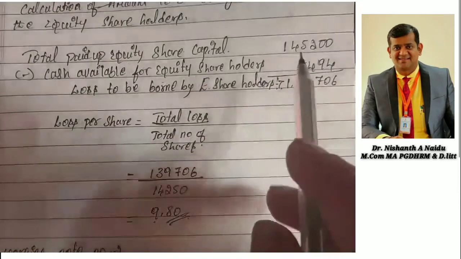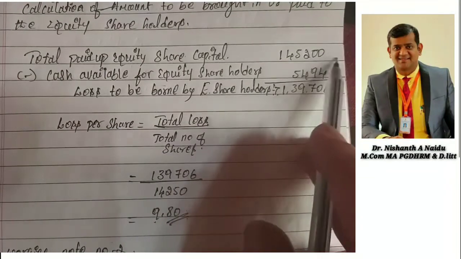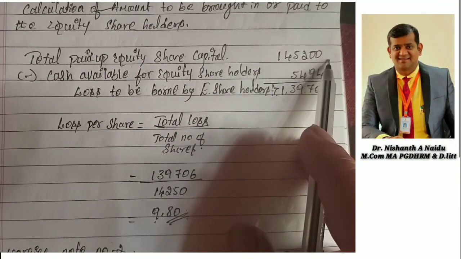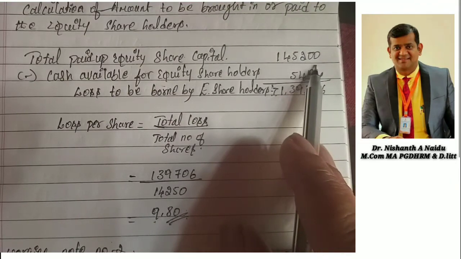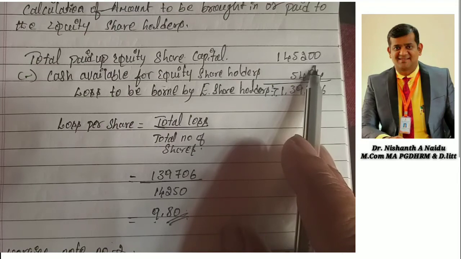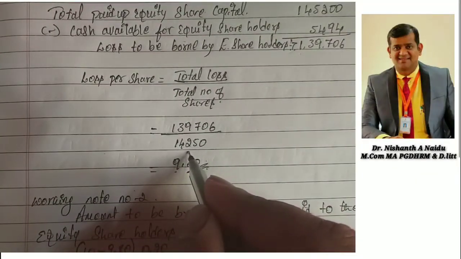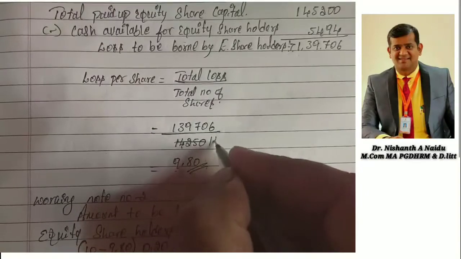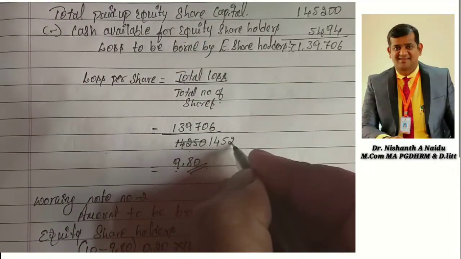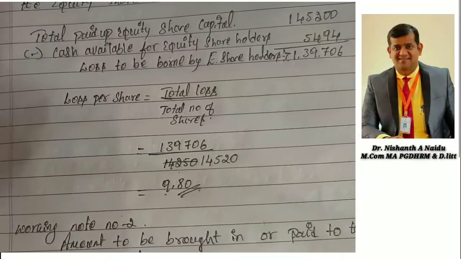Here also we would have thought 1,45,200 is the share capital. If we divide this by 10, the total number of shares would be 1,45,200 divided by 10, 14,520 shares. How much have I written here? 14,250. So this is where we have made a mistake. It should be 14,520.